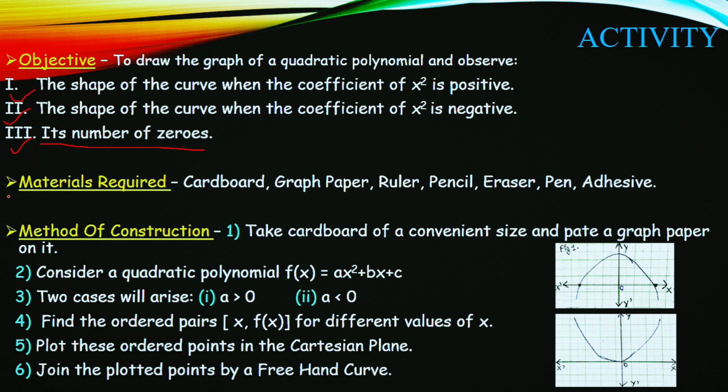Now we will read the materials required to do this activity. The materials required are cardboard, graph paper, ruler, pencil, eraser, pen and adhesive. These are the materials which are required to do this activity.